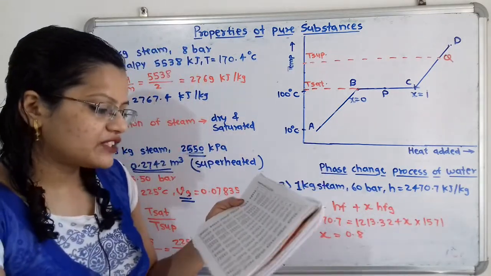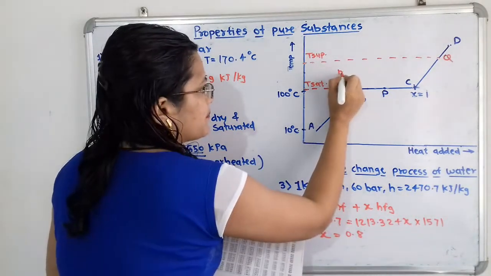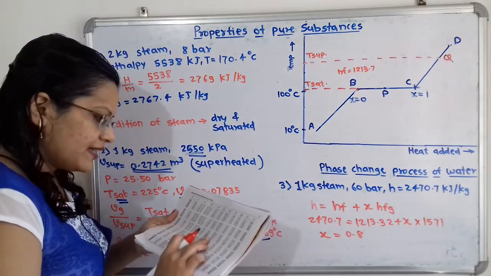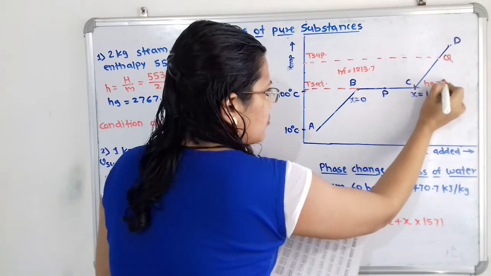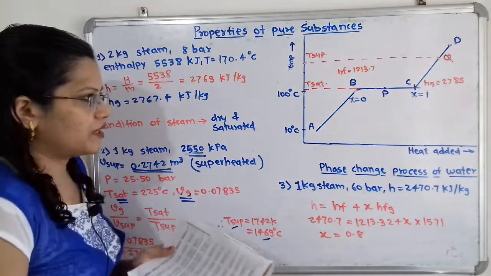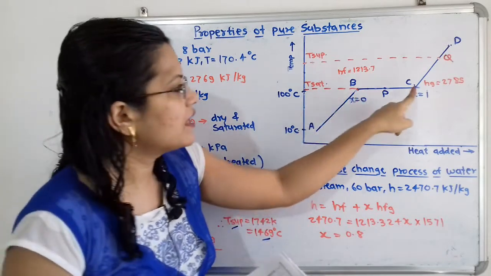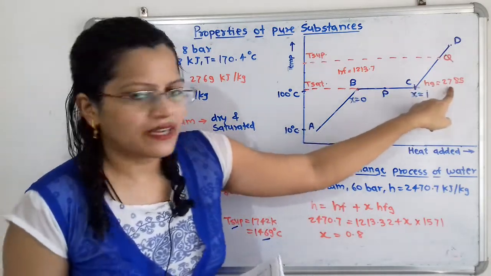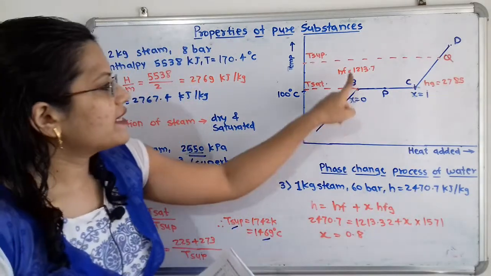Now if we compare HF, I will write the value. HF is 1213.7 kilojoule per kilogram at this point B. And Hg is equal to 2785 kilojoule per kilogram at this point C. Now HF is the enthalpy of the saturated water, and Hg is the enthalpy of the saturated and dry steam. If we compare this given enthalpy 2470, it is in between these two.